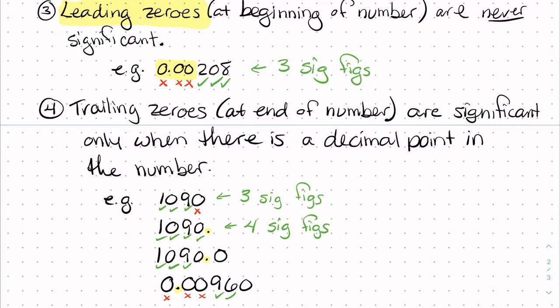In the next example, we have trailing zeros both before and after the decimal point. Both of those are significant. If there is a decimal point anywhere in the number, your trailing zeros are considered significant. So this version would have 5 sig figs. And then again, in our last example, we have a decimal point in the number, so that trailing zero after the 6 is considered significant. So this one would have 3 sig figs.